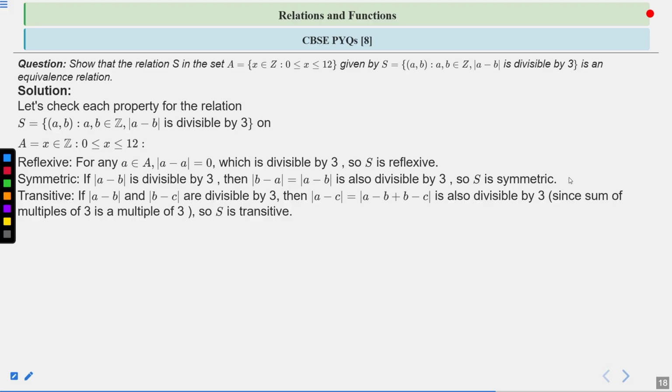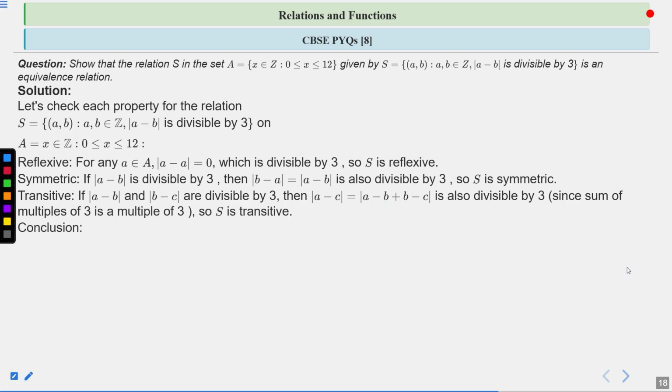So let's check for transitivity. If the absolute value of a minus b and the absolute value of b minus c are divisible by 3, then we can say that a minus c, written by subtracting b and adding b, is a minus b plus b minus c, which is also divisible by 3, since the sum of multiples of 3 is a multiple of 3. So 6 plus 12 is equal to 18, which is also a multiple of 3. 6 is a multiple of 3, 12 is a multiple of 3, and 18, the addition of the two numbers, is a multiple of 3. Got it? So S is transitive also. So S is reflexive, symmetric, and transitive.